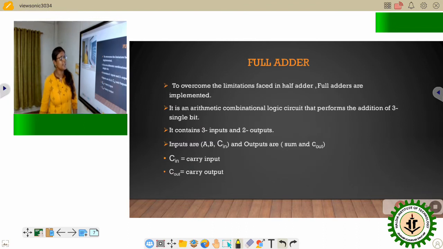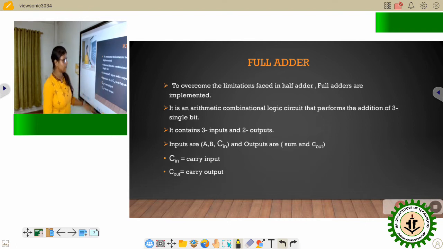Next, full adder. In the case of a half adder, we know that it adds two single bit digits, but we can't add the carry values. To overcome that limitation, we have to add the carry value also. To overcome that limitation, we are implementing this full adder.